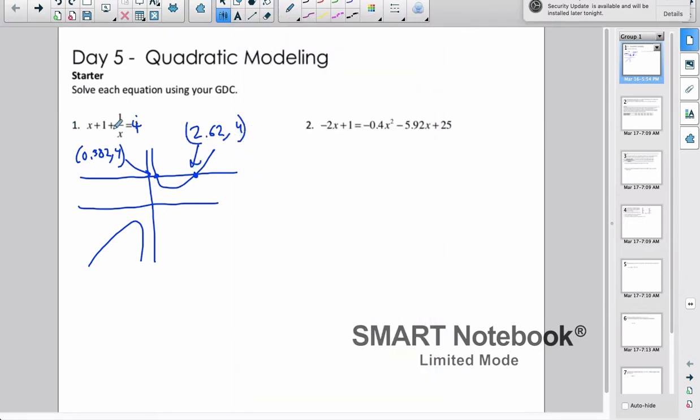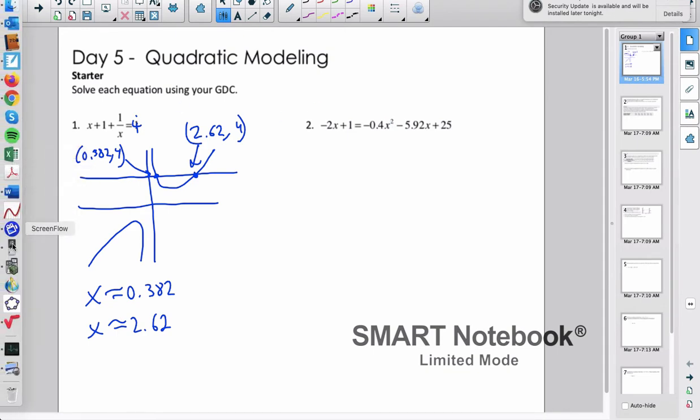But the question only has x in it, right? Solve the equation, find out what x is. So actually our answer is x equals 0.382 or x equals 2.62. There's no y in our answer, it's just the x values that we're looking at. Okay, next we're going to solve this equation using the HP Prime.